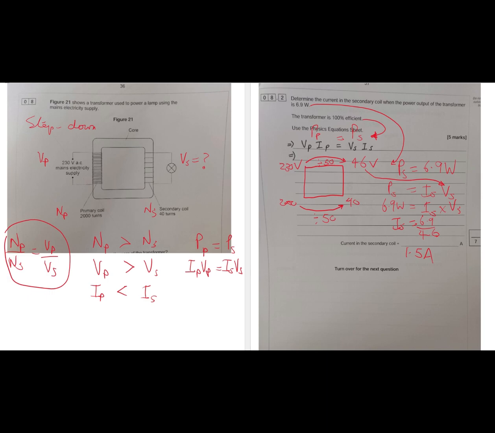If you wanted to work out the current in the primary, you could, because if you know the power on the secondary is 6.9 watts, you know the power on the primary is 6.9 watts. So you could do power on the primary equals current on the primary times voltage on the primary, which is this one here. Or you could just do the ratio. If the voltage goes down by a factor of 50, the current increases by a factor of 50. So when you go from secondary to primary current, you just divide by 50 because the arrow's going in the opposite way. Hopefully that answers your question for that one.